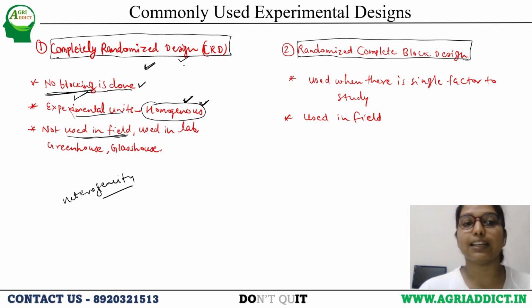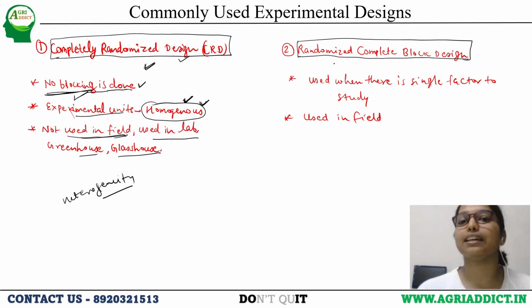So the CRD, completely randomized design, is used in lab, greenhouse, and glasshouse. So these 3 points you have to remember. First, there is no blocking. Second, the experimental units in completely randomized design are homogeneous. It is not used in field, it is used in lab, greenhouse, and glasshouse.